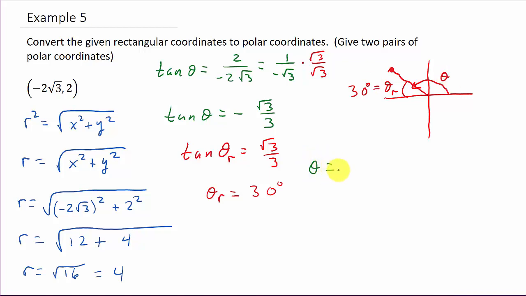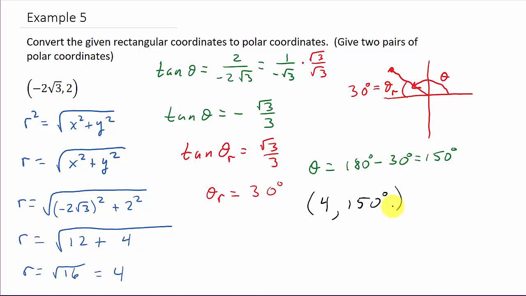Okay, so this is my reference angle, and I'm going to use that to find theta. So theta is equal to what? Well, 180 minus the reference angle. See, 180 minus the 30. So that's 180 minus 30 degrees, which is 150 degrees. And so my polar coordinates would be r, which is 4, and theta, which is 150. Okay. Now they want us to give two pairs. There's several pairs you can give, and they're all correct.